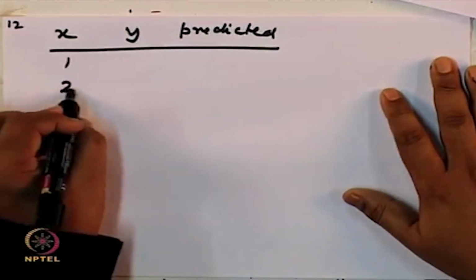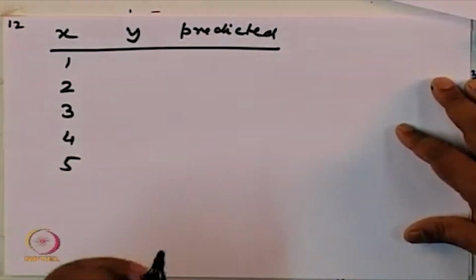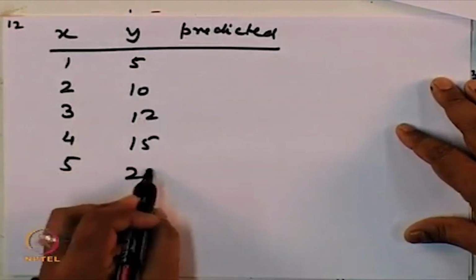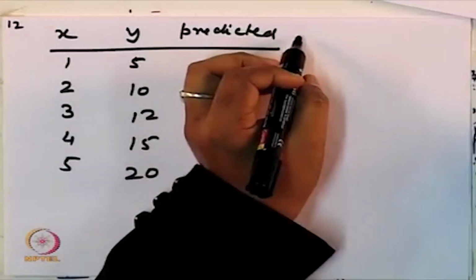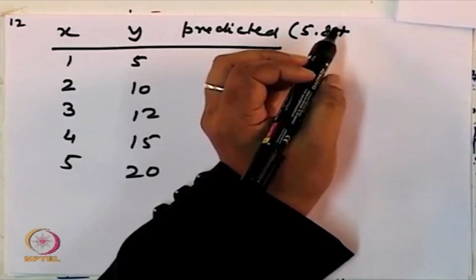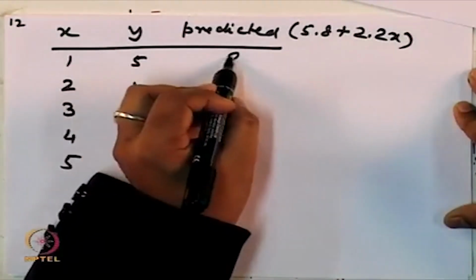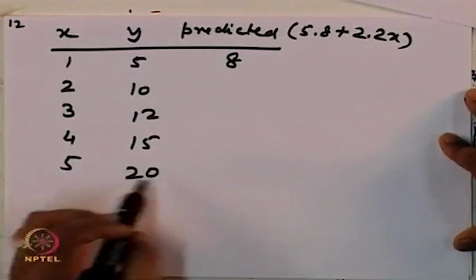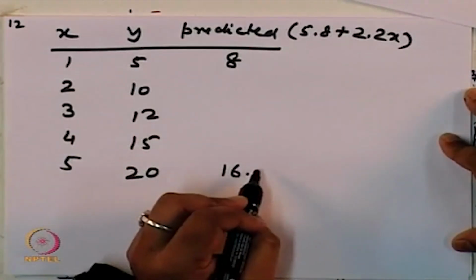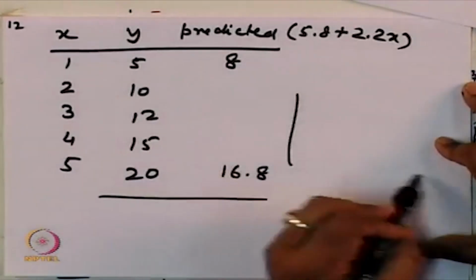Okay. I had x values 1, 2, 3, 4, 5. My y values are 5, 10, 12, 15, 20. So, my predicted equation is 5.8 plus 2.2 into x. So, what you see here, x equal to 1 gives 8, and x equal to 5 gives 16.8. So, what you see here is how our points are.